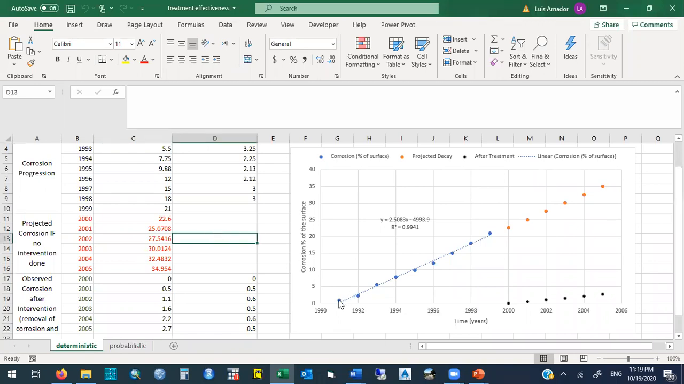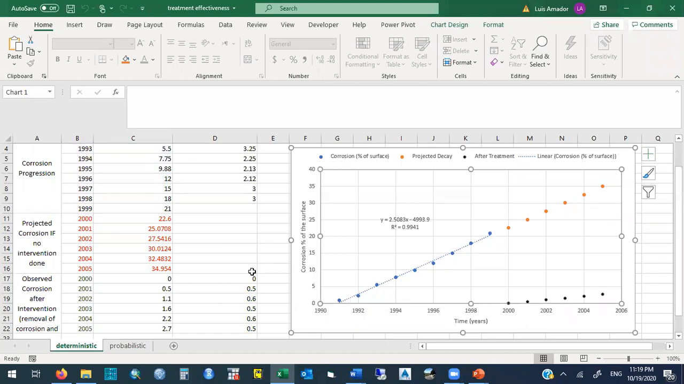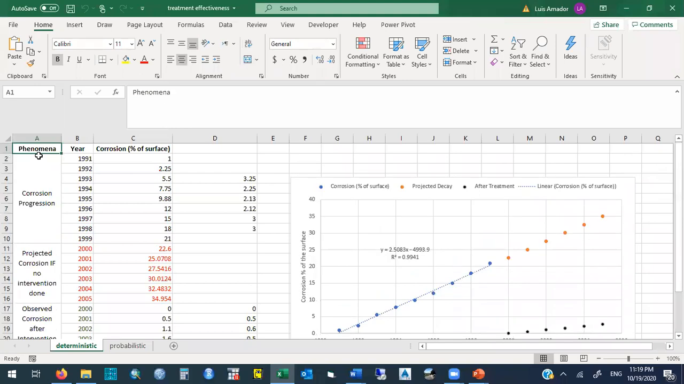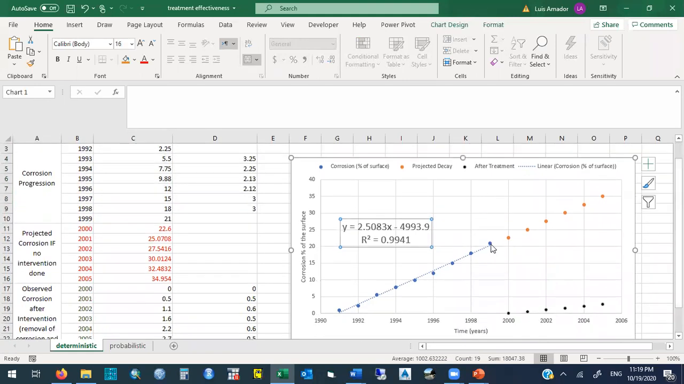So you have some observations of roughness. This is corrosion, but imagine it's roughness. The blue ones are what you have observed. Sorry, guys, this is for a bridge. So this will be corrosion of the bridge in percentage. The blue one is the observations. You can get a best fit model. The best fit model will forecast how fast. Now you get to the year, let's say 99, and that's the year where you are now. And you decide to do something to this bridge. You can think of a pavement. For now, let's stick to the bridge.